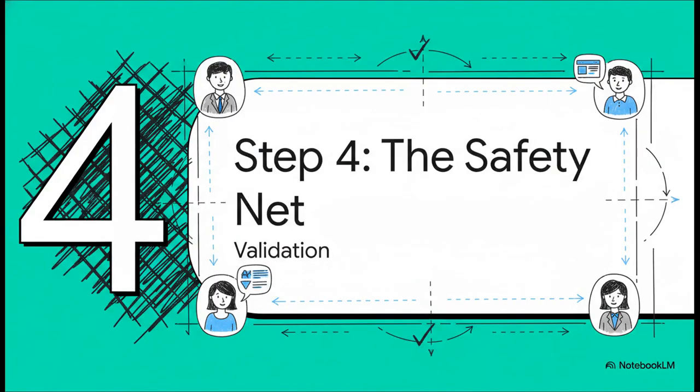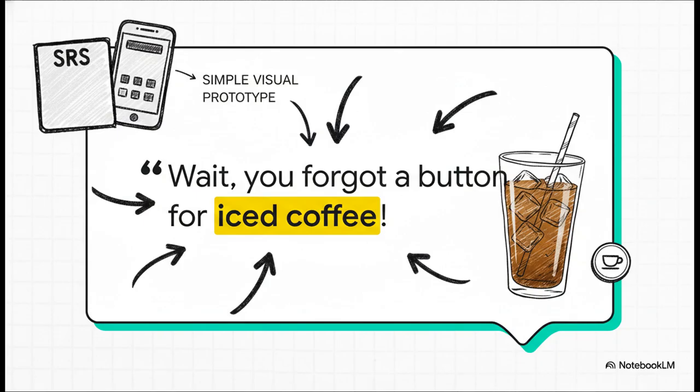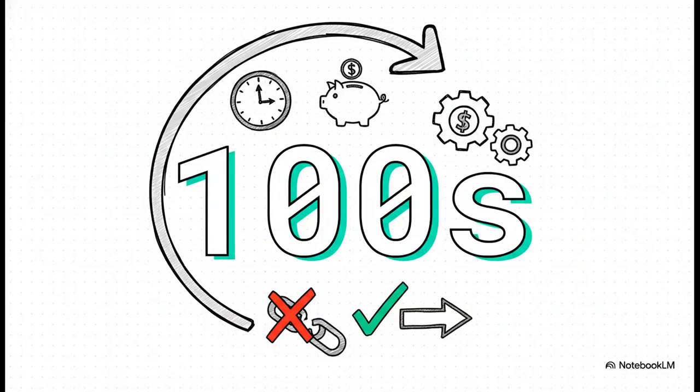And that brings us to our final and maybe most important step, the safety net. This is validation. Before a single person writes a single line of very expensive code, you go back to the client one last time with your blueprint. You show them the SRS, or maybe even a simple little prototype, and you ask them point blank, is this exactly what you wanted? And this is where they might go, wait a second, you forgot a button for iced coffee. They look it all over and spot something huge that everyone missed. They completely forgot about all the people who drink iced coffee. And boom. Just like that.